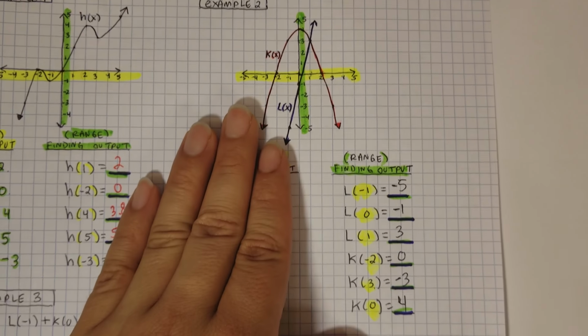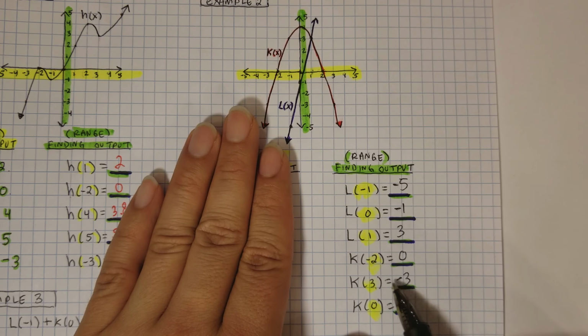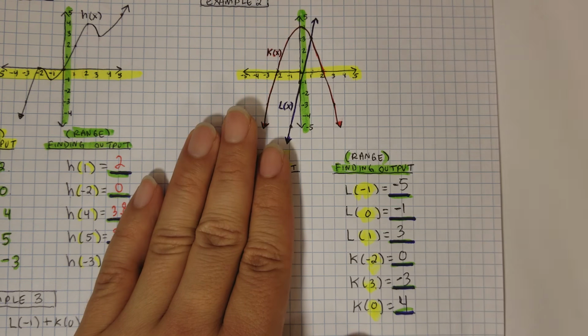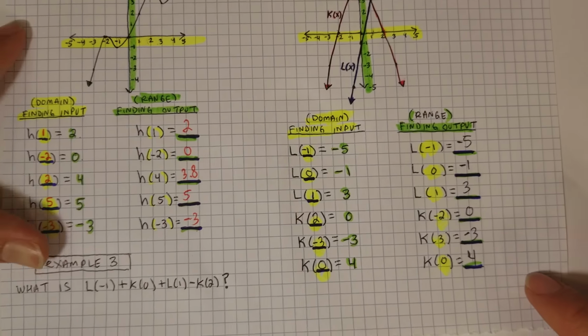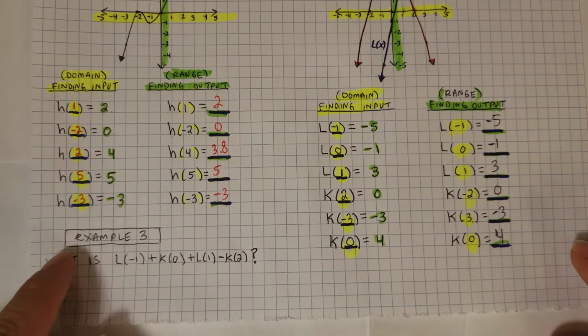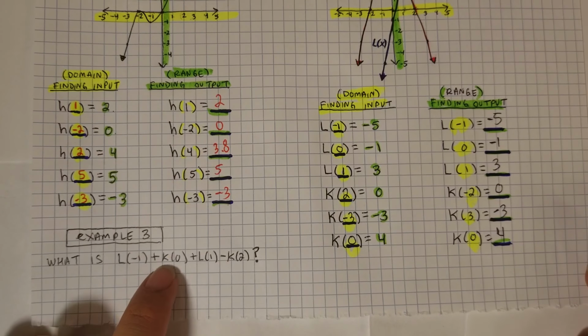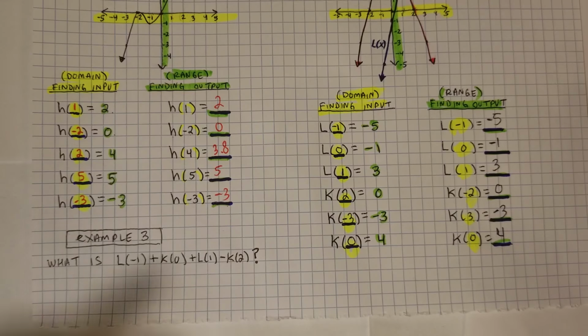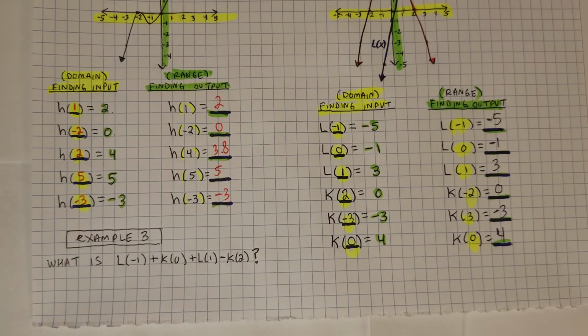Okay, I don't think you guys were able to see the last two, but basically that's what I just wrote down. So K of 3 is equal to -3, K of 0 is equal to 4. Sorry about that. Now, the other thing they could ask is, example number 3, what is L of -1 plus K of 0 plus L of 1 minus K of 2? So they can give you some equation that they want you to evaluate.